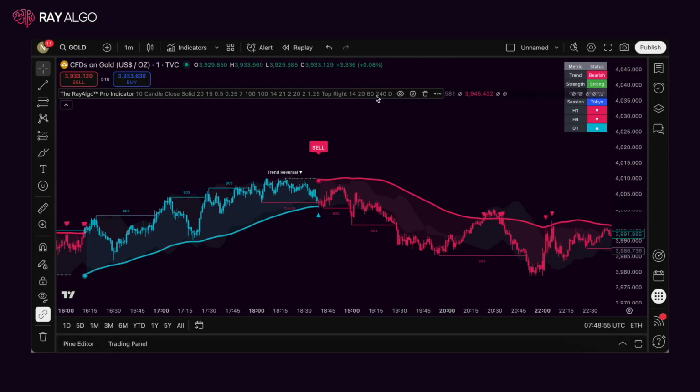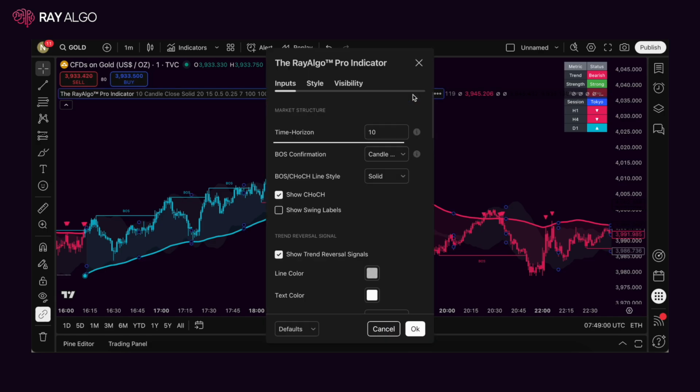Now let's dive deeper into one of the most important settings in RayAlgo, time horizon. This setting determines how many bars to the left and right of a candle are analyzed to confirm a significant swing high or swing low. In other words, it controls how sensitive RayAlgo is to price movements.